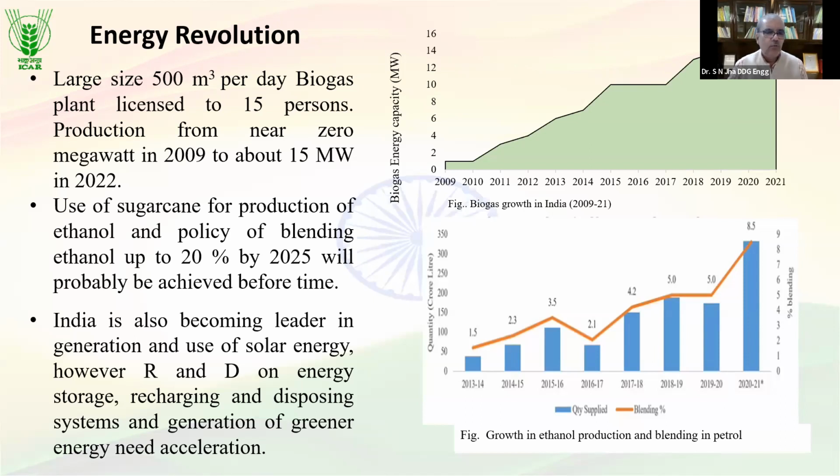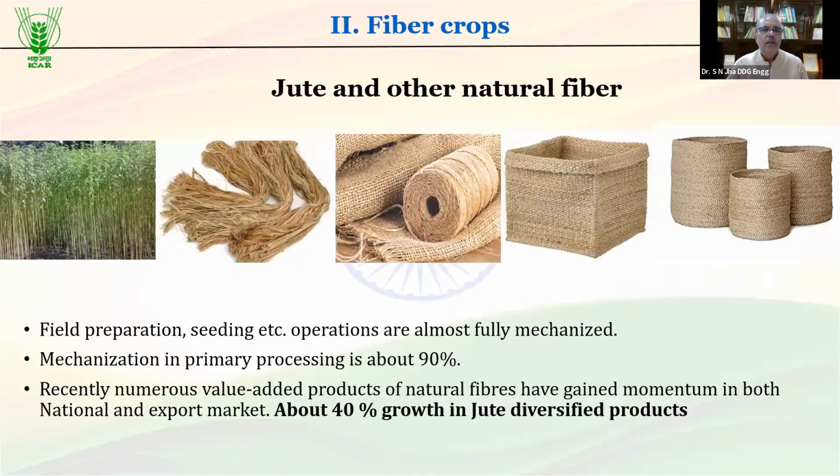And I think we'll get it before that time. India is also becoming a leader in generation and use of solar energy. And our institute in engineering, not only CIAE, but other institutes where engineering wings are there, are working, and our achievement is very much appreciable. Then jute and other natural fiber, field preparation, seeding, etc. operations are almost fully mechanized. Mechanization in primary processing is about 90% in jute and fiber crops.